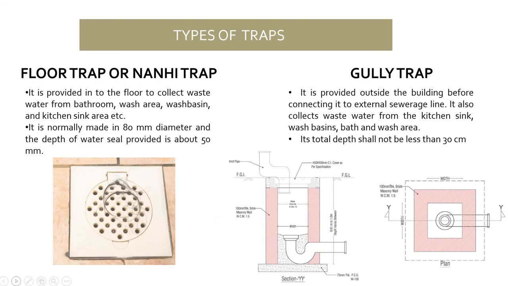The next thing we're going to discuss is different types of traps. The first trap is a nahani trap. A nahani trap is a floor trap which you find in your washrooms, where, when you bathe, this plain gray water goes to the main piping system. The next is the gully trap. A gully trap is provided outside the building where the main sewer line meets the individual plot sewer line.